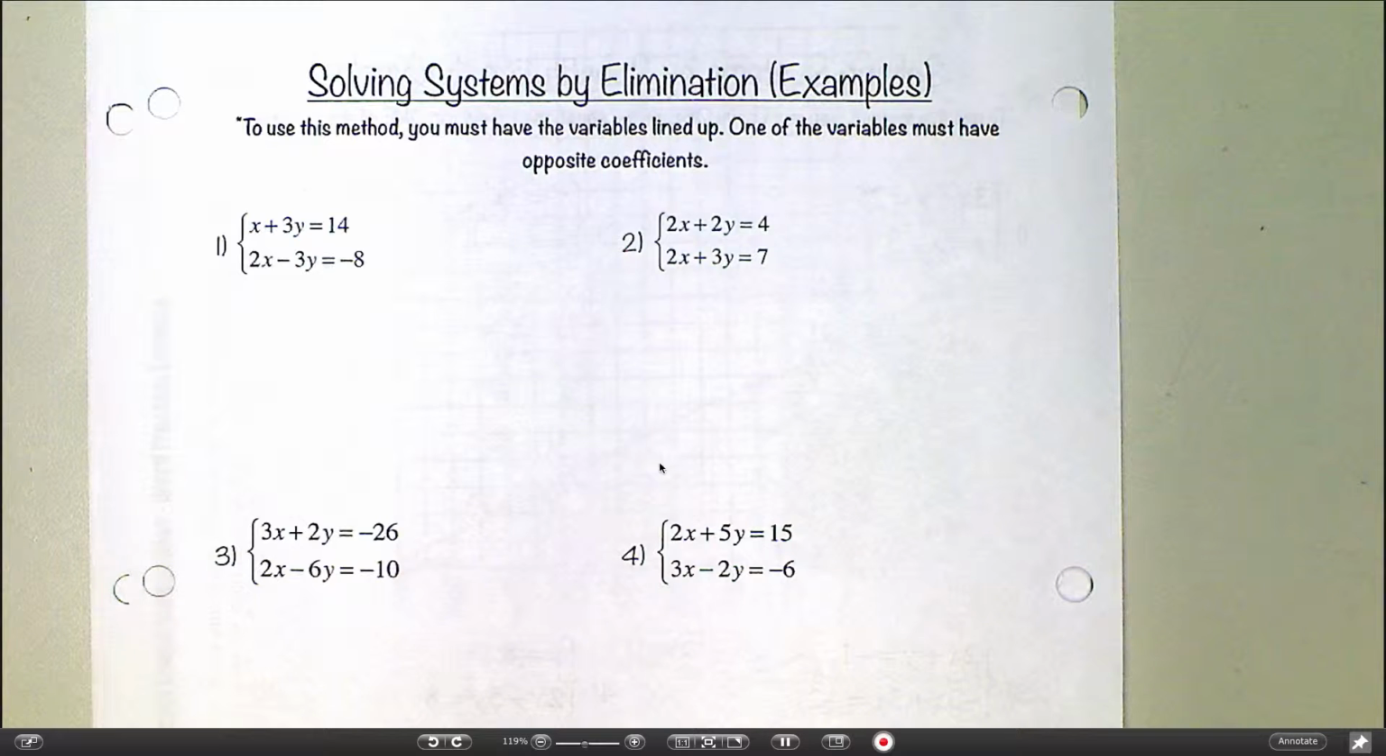The key to substitution, the very first thing you had to do for substitution was what? What did you have to have for substitution to work? A variable by itself. Okay, so that was sort of the key.